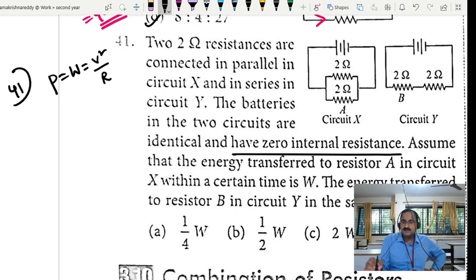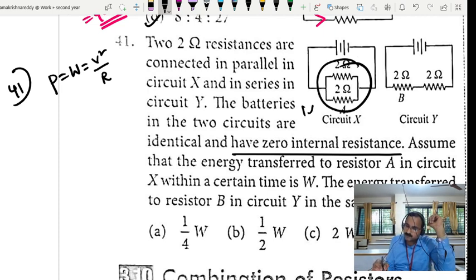V square divided by some voltage. Same thing. Now the next one, we are taking the same thing, but here the resistors are connected in what combination? Series combination. Now what about the resistance? The effective resistance, which was 1 ohm, now becomes 4 ohm.